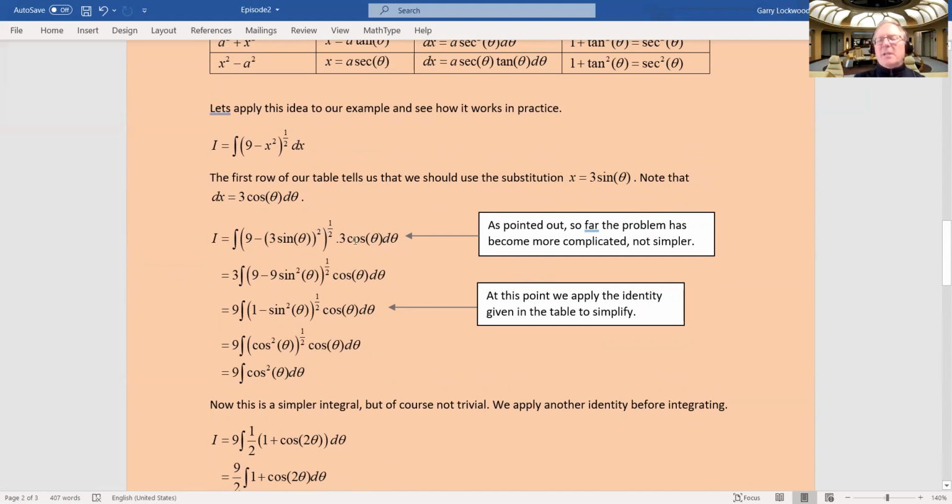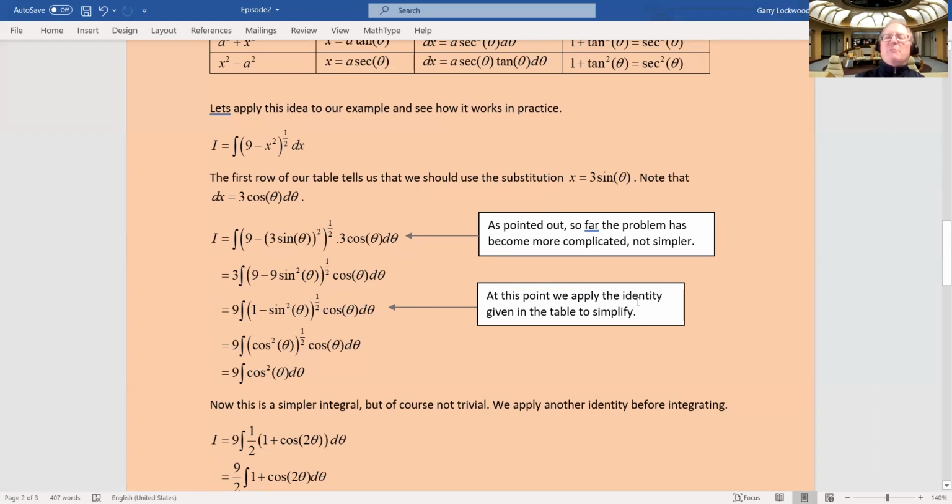And it's significantly more complicated. This is a much harder problem. We've made it worse. But there is hope. So I've taken this 3 out the front straight away. I've got 9 minus 9 sine squared theta to the power of a half times cos theta d theta. I've taken the 9 out. 9 to the half, or the square root of 9, is 3. And so I'll have 3 times 3, which is 9, times 1 minus sine squared theta to the half times cos theta.